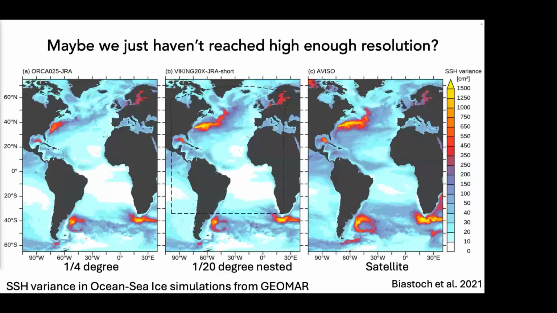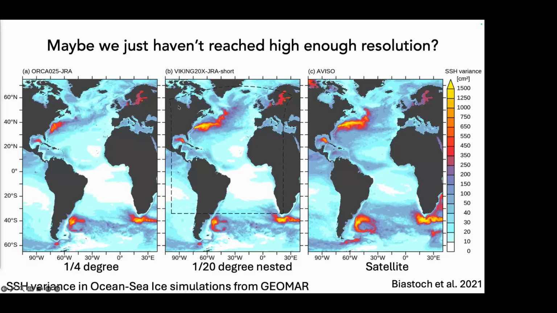Another possibility is that these eddy resolving 1/10th degree simulations are not sufficient. Maybe we need to get even higher, down to 1/20th degree. And here's an example from the group in Germany at GEOMAR, where they have a 1/20th degree ocean only simulation. Look at the Gulf Stream path and North Atlantic Current path, just see where the high variance is. Here's observations, here's their 1/20th degree, and here's a 1/4 degree.